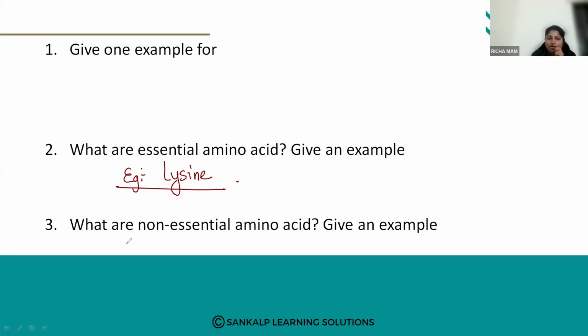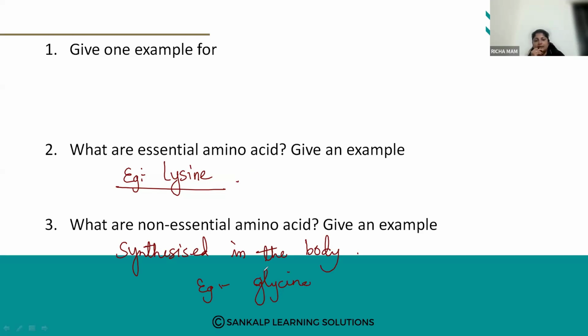What are non-essential amino acids? They are synthesized in our body. The example is glycine. So remember this: essential means they are not synthesized in our body and we should take them through our diet. Example is lysine. Non-essential are synthesized in the body, and the example is glycine.